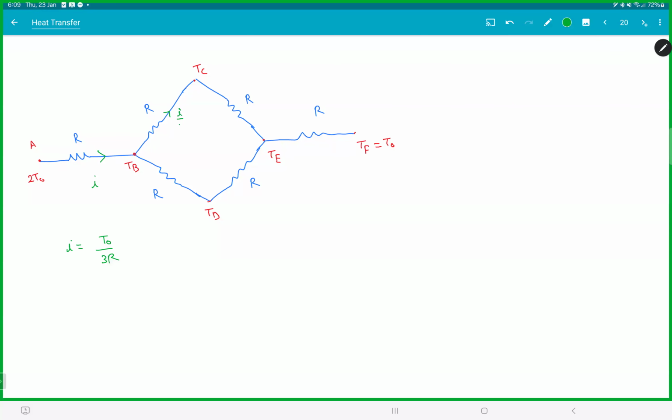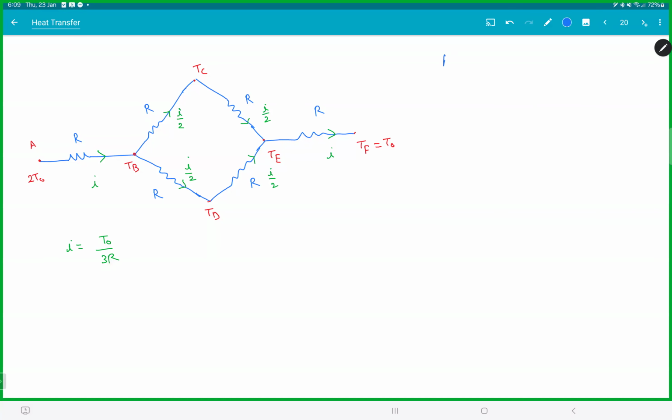Current is splitting here, I by 2. Current is splitting here, I by 2. Then current is splitting again here, I by 2. And again it splits. That is I by 2 and I back again. Is the current distribution clear? Because of symmetry, the current splits there.